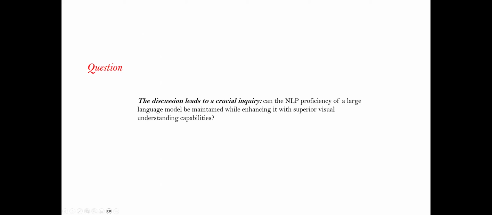That's where CogVLM comes in and tries to address that limitation. The question CogVLM is trying to address is: can the NLP proficiency of a large language model be maintained while enhancing it with superior visual understanding capabilities? CogVLM is trying to preserve the language abilities the model acquired when it got adapted to the vision-language task.